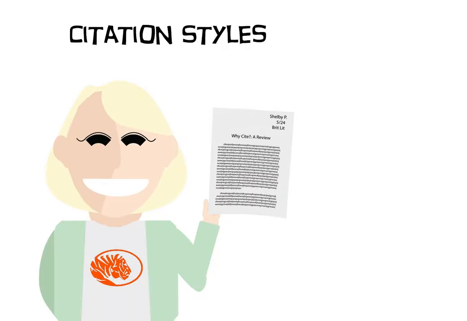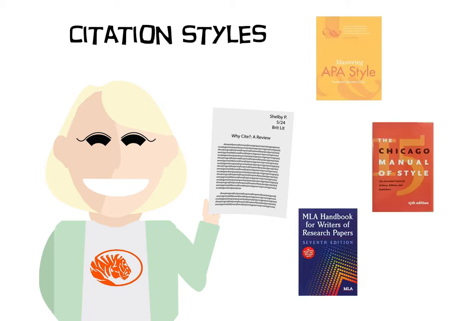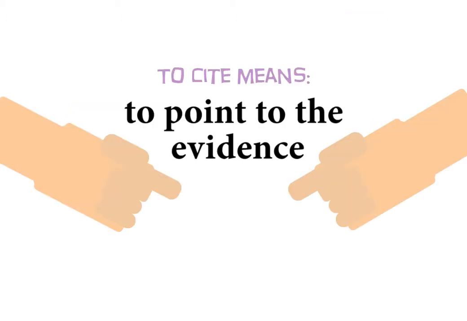When you do research for your papers and projects, you always need to cite your sources. Style manuals are guides that tell you where and how to properly cite your sources. MLA, APA, and Chicago are three of the most used citation manuals for university research papers. To cite means to point to the evidence.